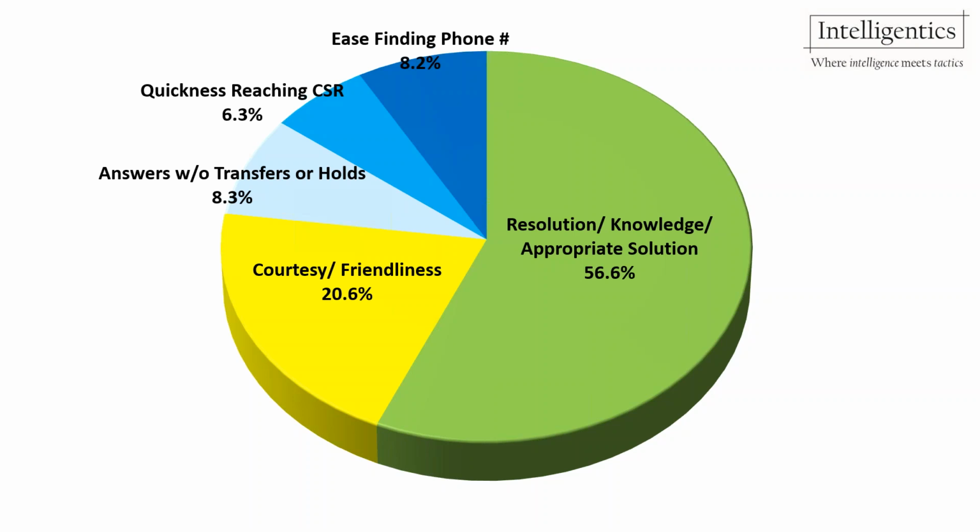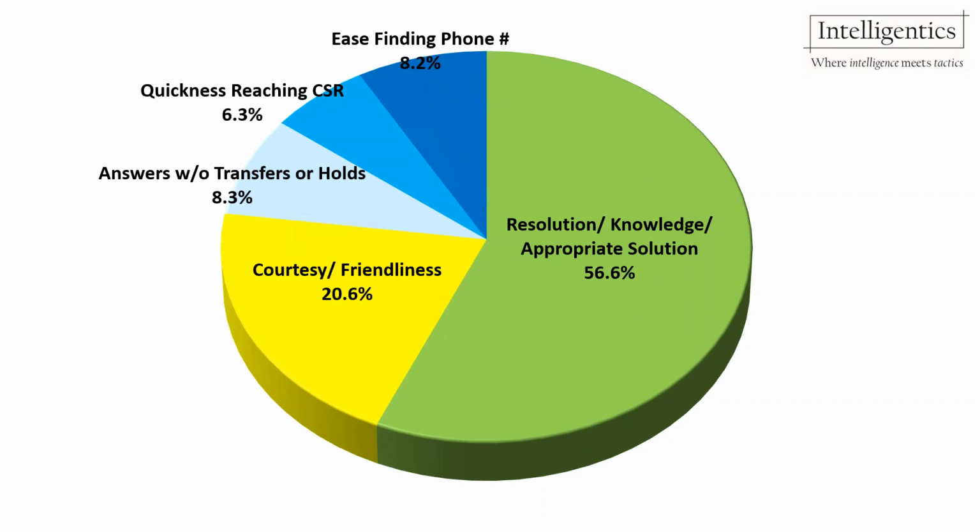In this case, courtesy and friendliness, those soft skills are really important to this company's customers, about 20%. And then we have these 3 things, and you'll notice that the top there, ease of finding the phone number. And what we mean by that is, is it easy for the customer to say, hey, I need to call this company. Who do I call? Where's the number? Is it easy for me to find? Is it right there on the app, or right there on the front website that I can just click it or quickly pull up my phone and call it? Quickness in reaching a CSR. How long am I going to sit in queue? And then answers without transfers or holds.